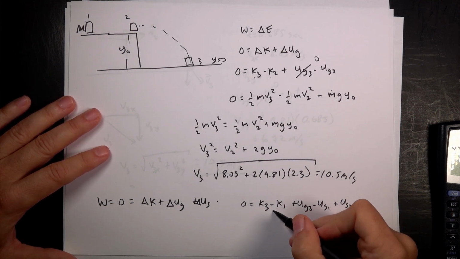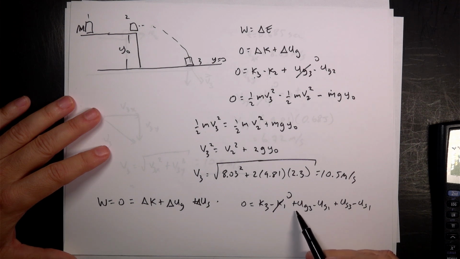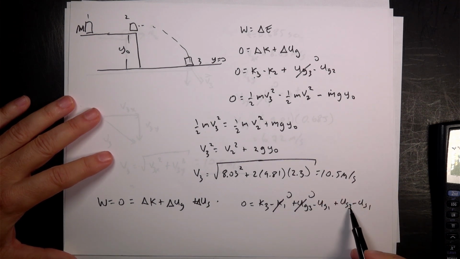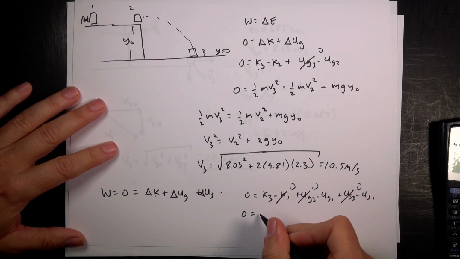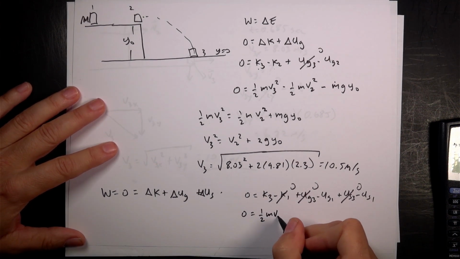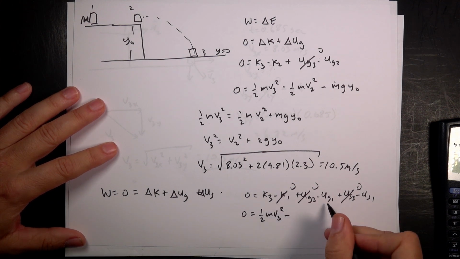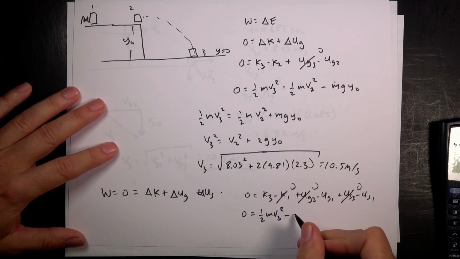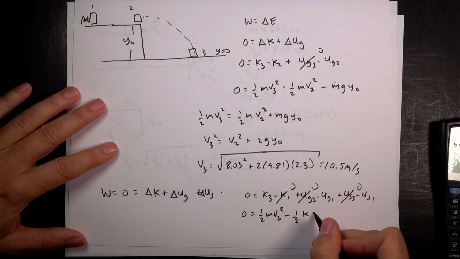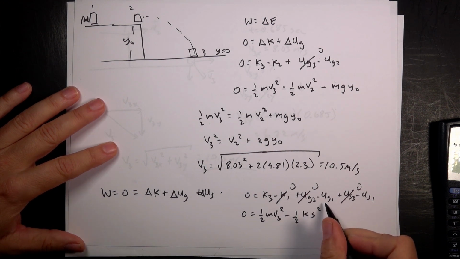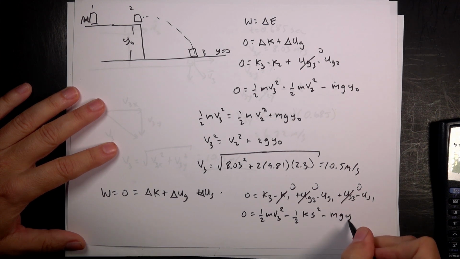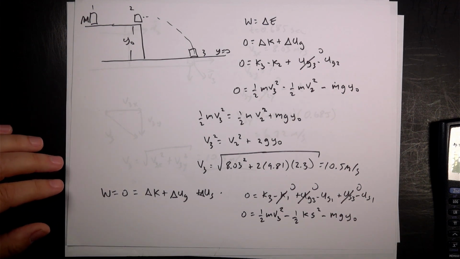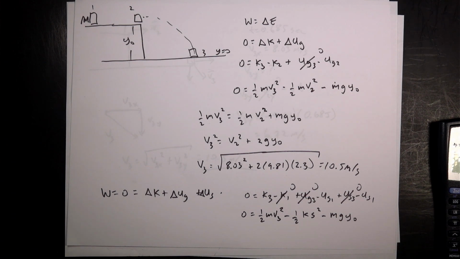So some of these are 0. It starts from rest, so that's 0. The final potential is 0, so that's 0. The final spring potential energy is 0, so that's 0. So I get 0 equals 1/2 mv3 squared minus 1/2 ks squared. That's the initial potential energy in the spring. And then I have minus mgy0. So I should have done this on another piece of paper. That's fine. We can adapt.